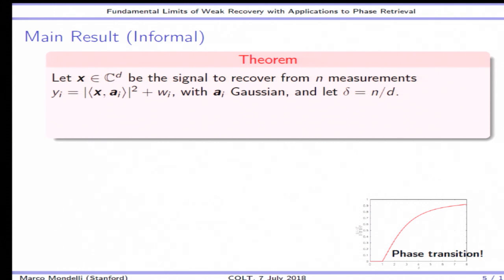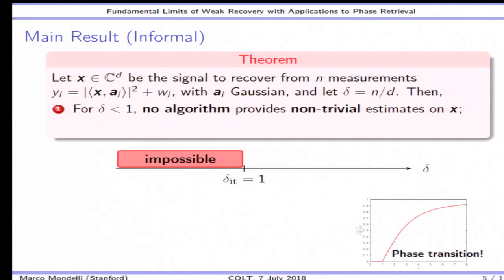Let me first state our main result in somewhat of an informal fashion, and then I'm going to be a little bit more specific later. Let x be a complex vector in d dimensions, and I want to recover it from n measurements y_i. It's important that the measurement matrix A is Gaussian, and let delta be equal to n over d. Now, if delta is smaller than 1, so if n over d is smaller than 1, then the problem is information-theoretically impossible. This means that no algorithm can provide any non-trivial estimate on x. So in this regime, we cannot solve the problem.